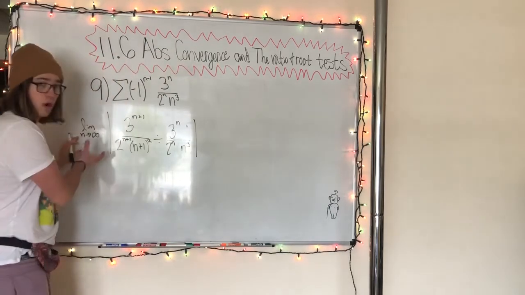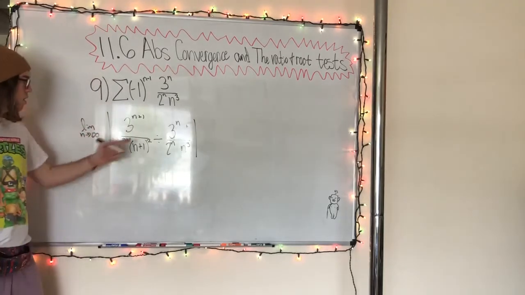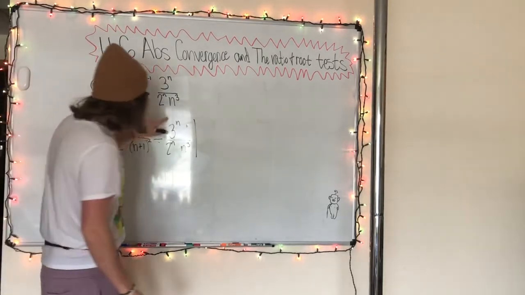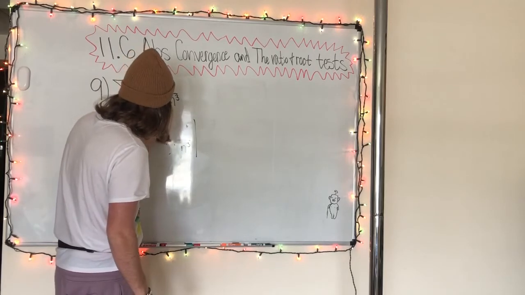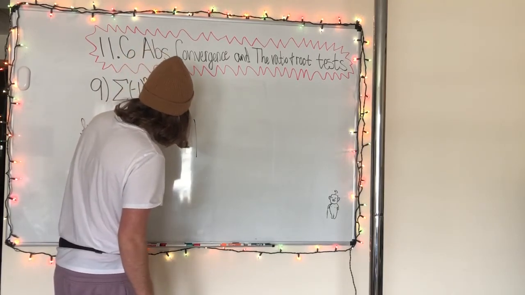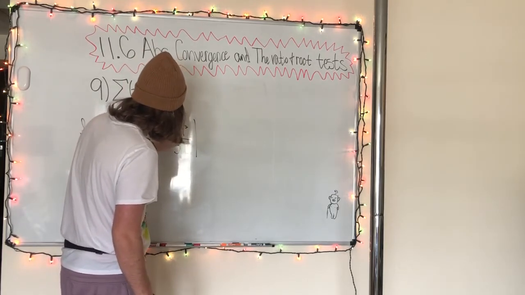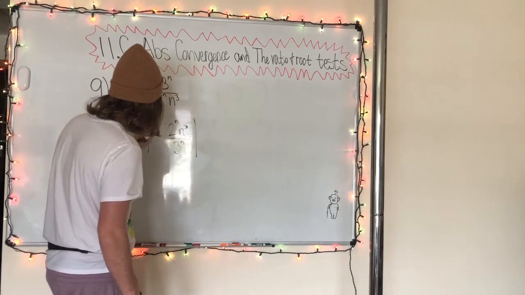I'll probably just drop the limits while I'm doing work because there's not much room on the board. And then we know when it's division, we actually have to flip. So that's going to be 2 to the n times n cubed all over 3 to the n, and that's a times now.